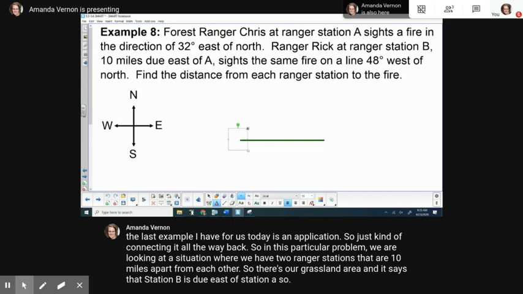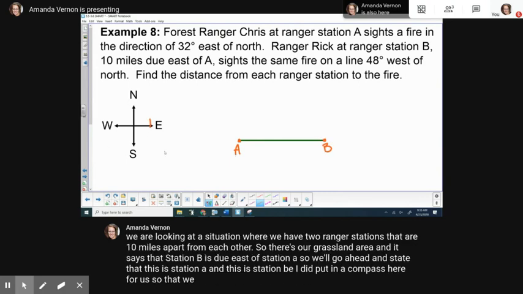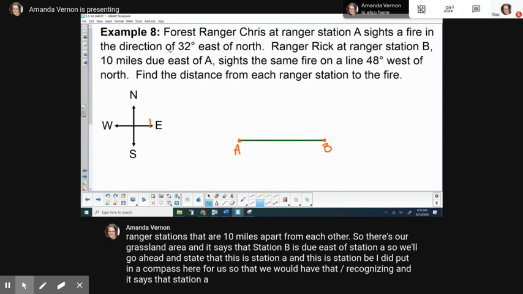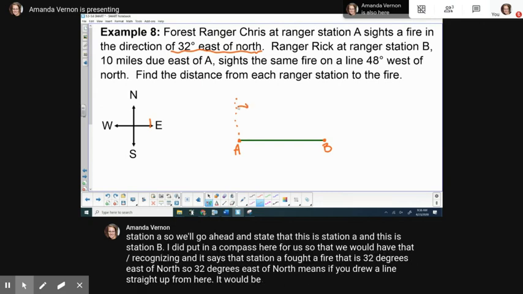So we'll go ahead and state that this is station A and this is station B. I did put in a compass here for us so that we would have that for recognizing. And it says that station A spots a fire that is 32 degrees east of north. So 32 degrees east of north means if you drew a line straight up from here, it would be 32 degrees this way.